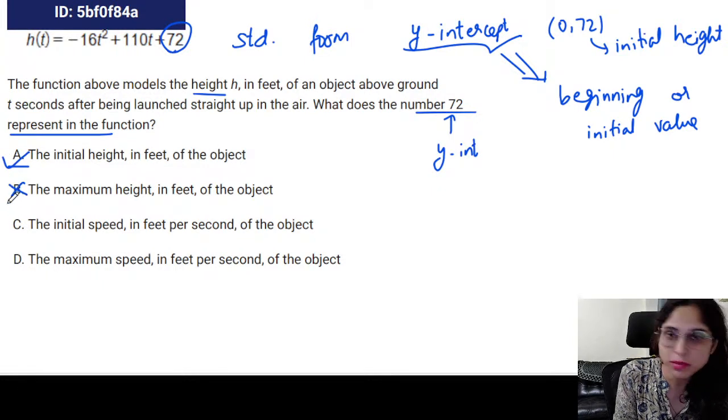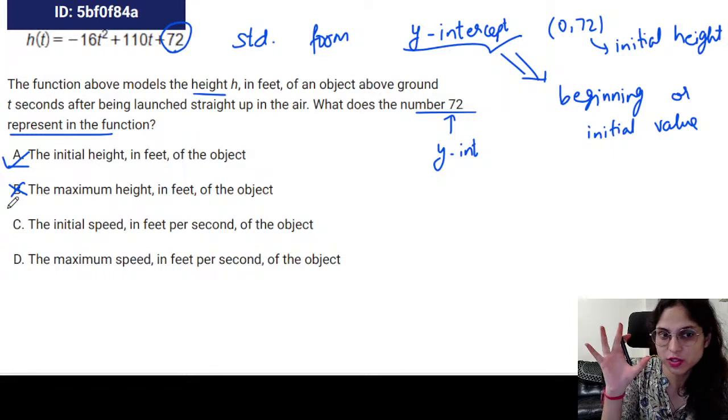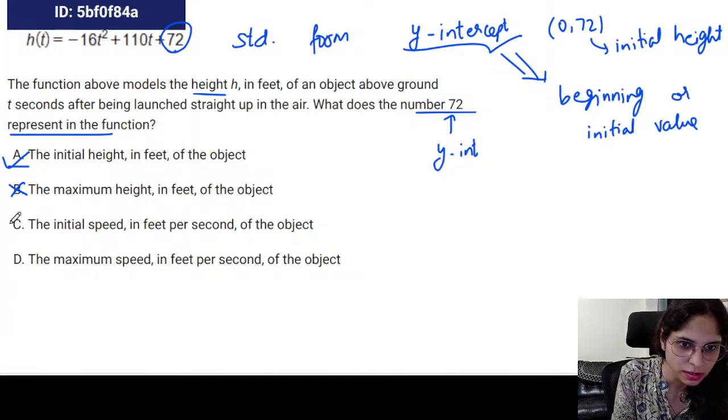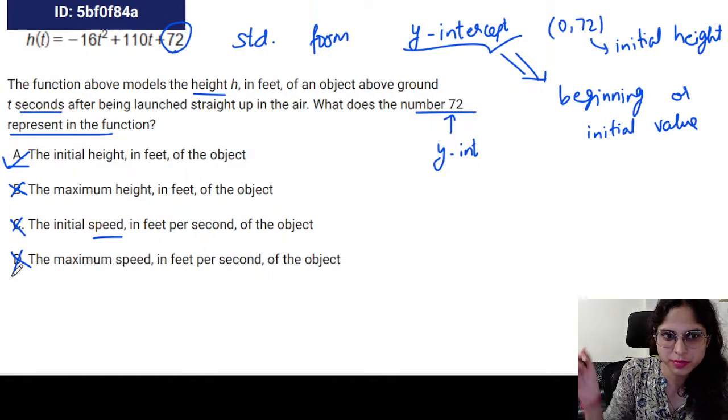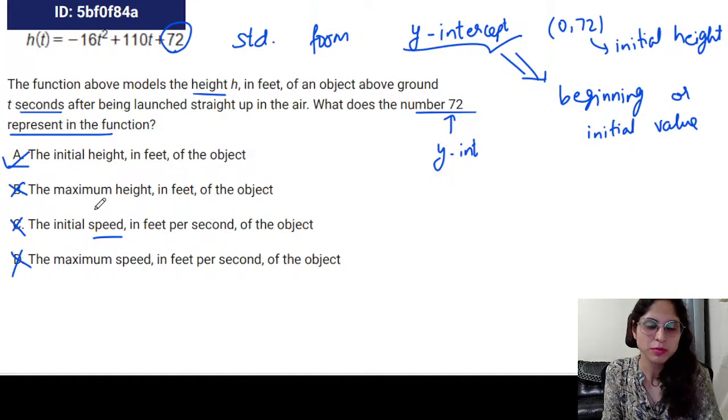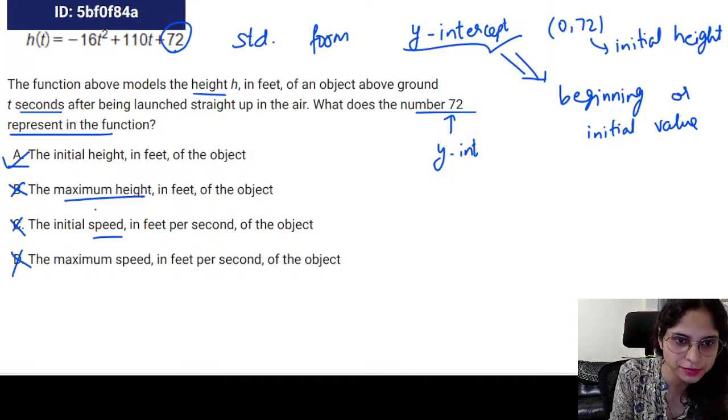This is not the maximum because this is not the vertex. Vertex is your maximum. Initial speed, they're not talking about speed, they're just talking about height and time. So speed is already gone. You can get rid of the speed options. You just have initial height and maximum height. Maximum height is actually your vertex.